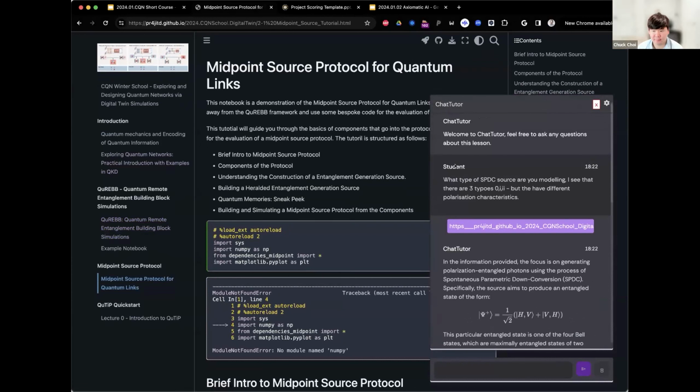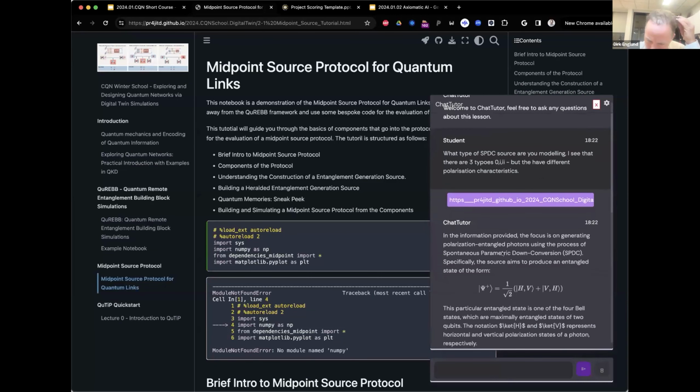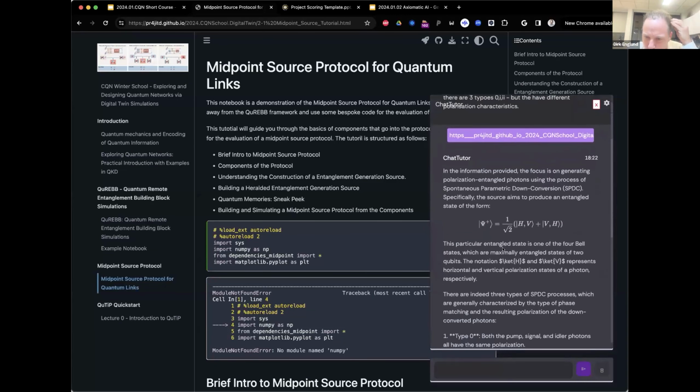Okay. So I asked this very same question here: what type of SPDC source are you modeling? I see that there are three types, 0, 1, and 2, but they have different polarization characteristics. So Prajit, tell us if you think this is legit, the answer here.